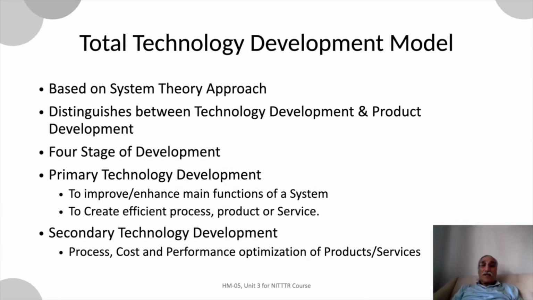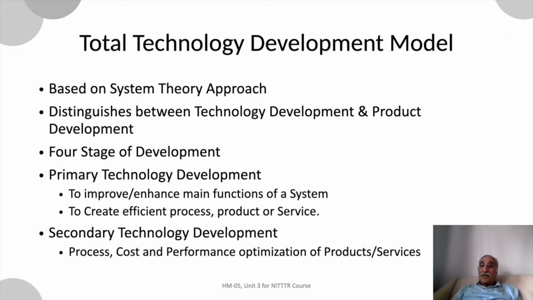The total technology development model, on the other hand, is based on a system theory approach, and this is an academic approach that distinguishes between technology development and product development. There are four stages of development: primary technology development to improve or enhance the main functions of a system, or to create an efficient process, product or service. The secondary technology development is about process, cost and performance.